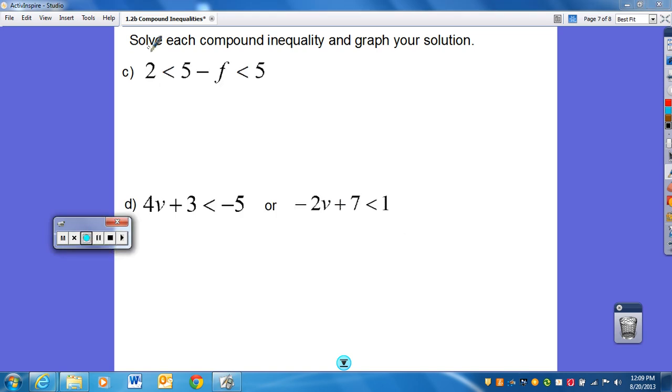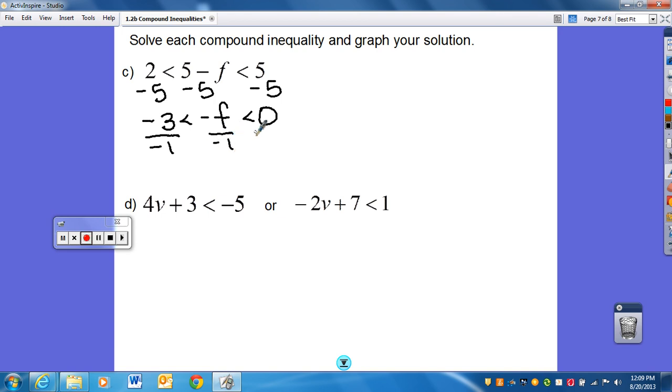In our next example, we again have a range, so I want to get the f by itself. So I'm going to do the opposite operation, which is to subtract 5, making sure that you're subtracting 5 from all 3 locations. So I have negative 3 is less than negative f, which is less than 0. But I don't want negative f or negative 1 times f. I want just f. So I will divide all 3 sections by negative 1. And when I do that, because I divided by a negative, please remember that we need to reverse the inequality symbol.